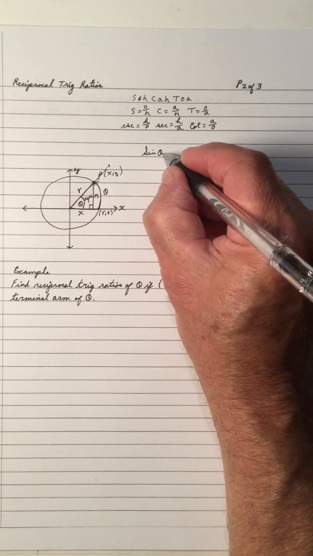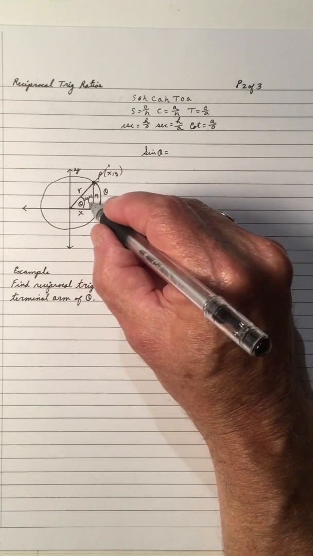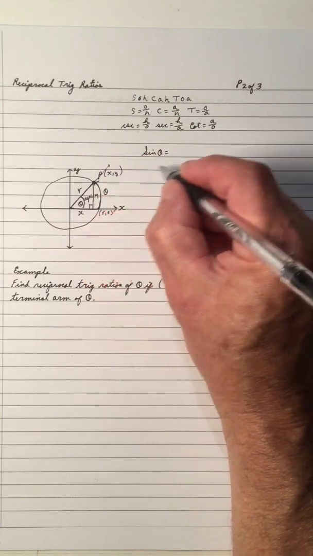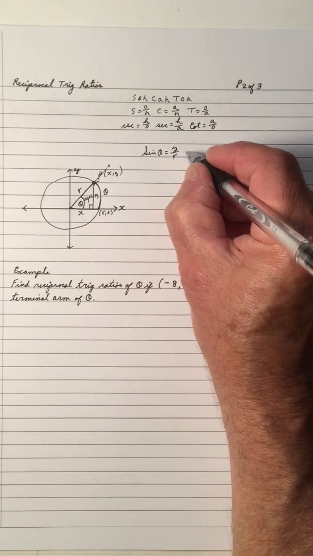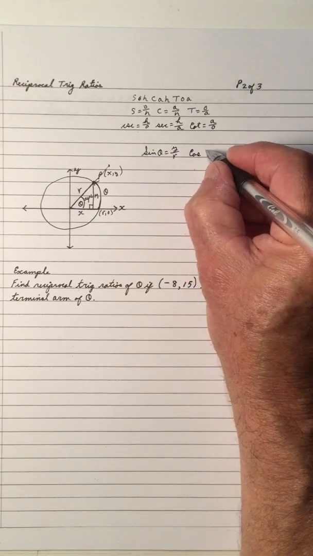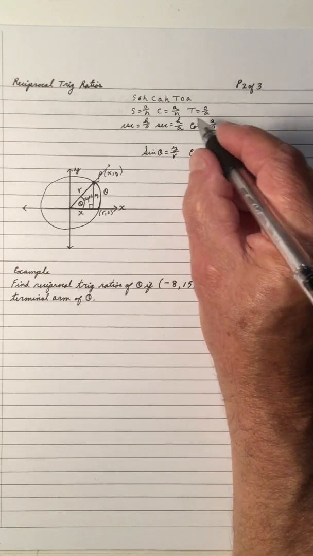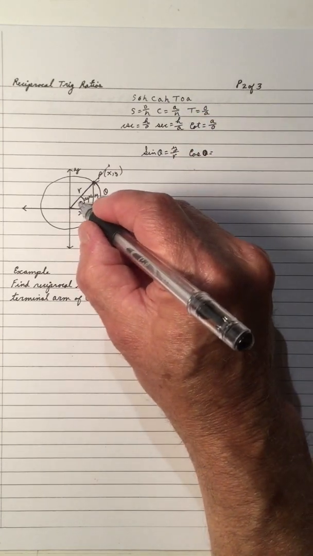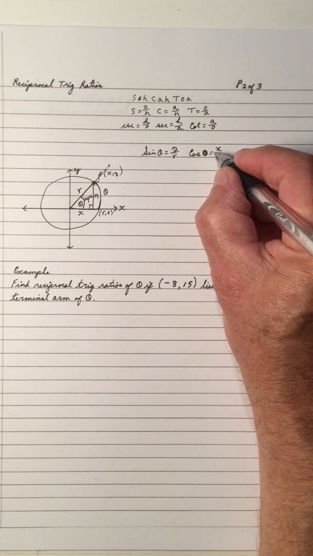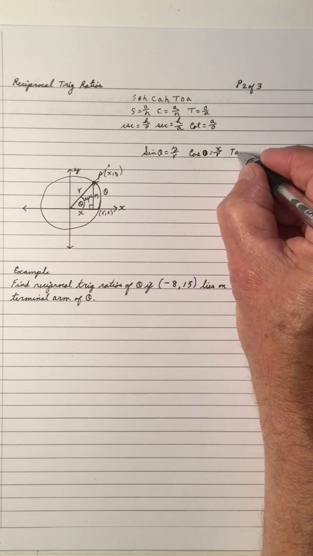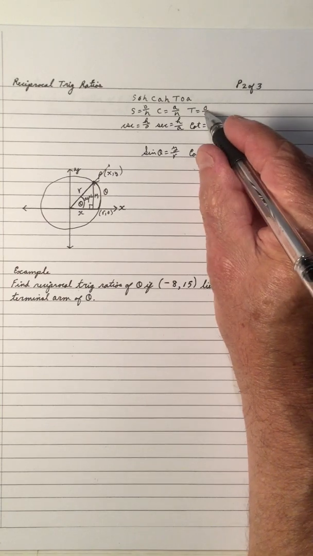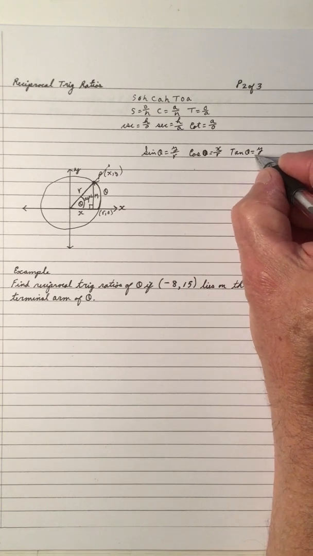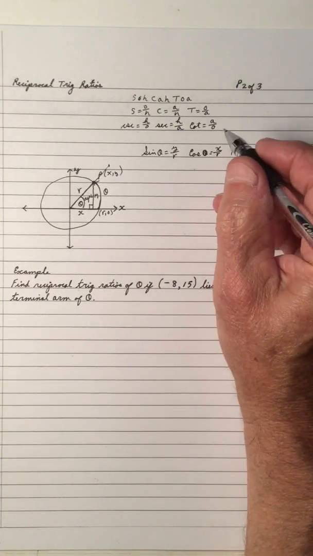So sine theta, sine is opposite over hypotenuse. So that's sine is the y over the r. And cos, or cosine, of theta is the adjacent over the hypotenuse. So that's adjacent, is the x over the r. And tan theta, tan is opposite over adjacent, so that's the y over the x. So you have to memorize these, learn them, not hard.